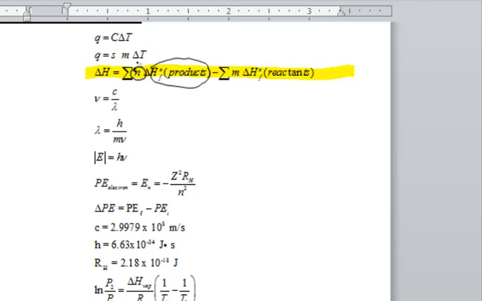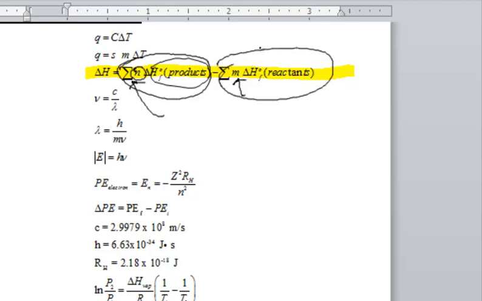So you'll get some number for that portion, and this symbol means the sum of, it means add them all together. You could choose any letter, but that just means sum all the potential energies of all the reactants, the delta H of formation for each reactant. That difference will give us the theoretical enthalpy change for a reaction.